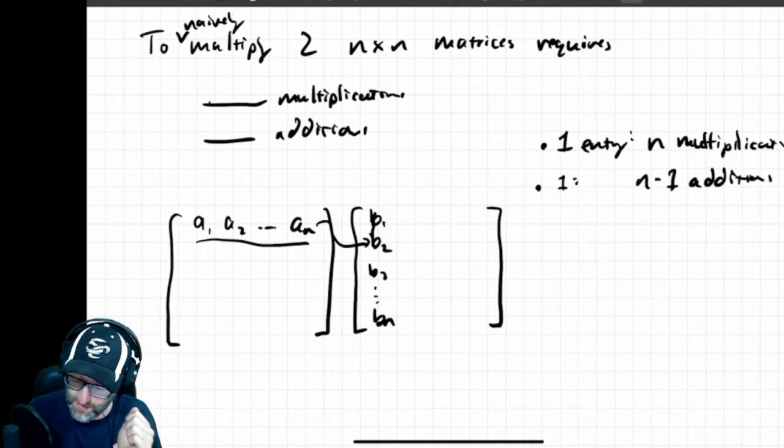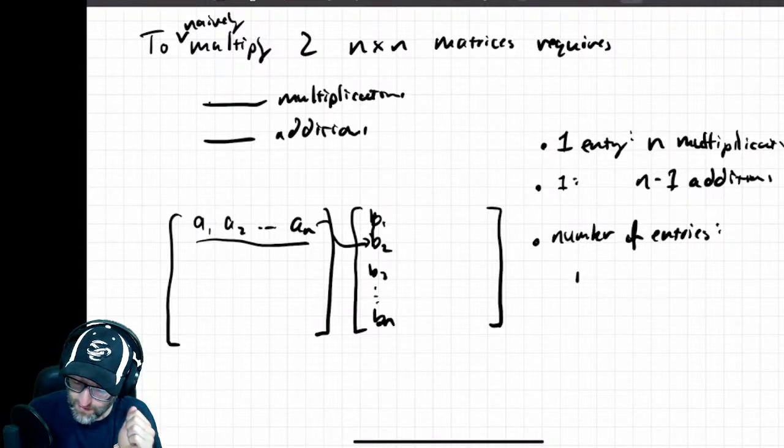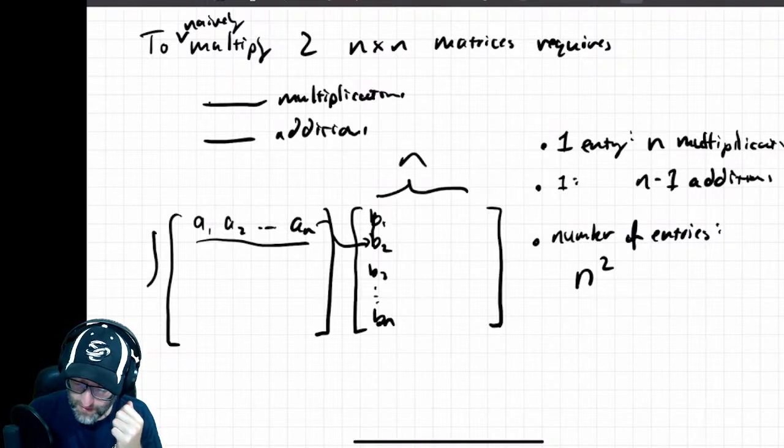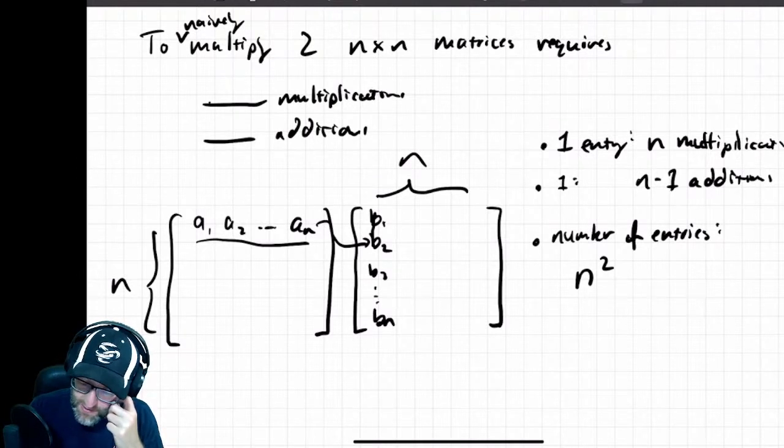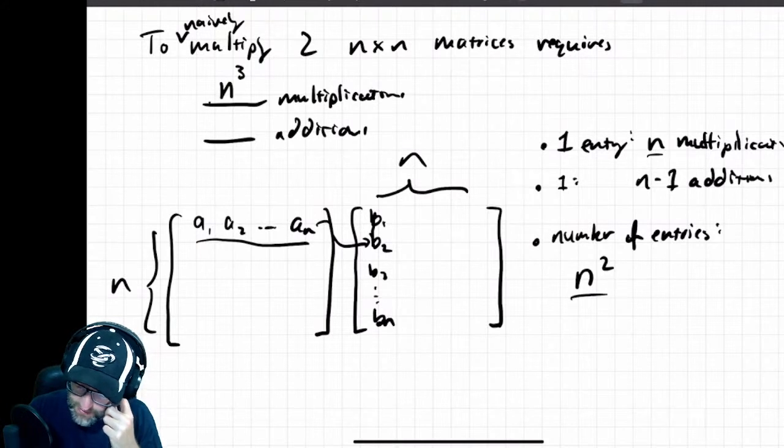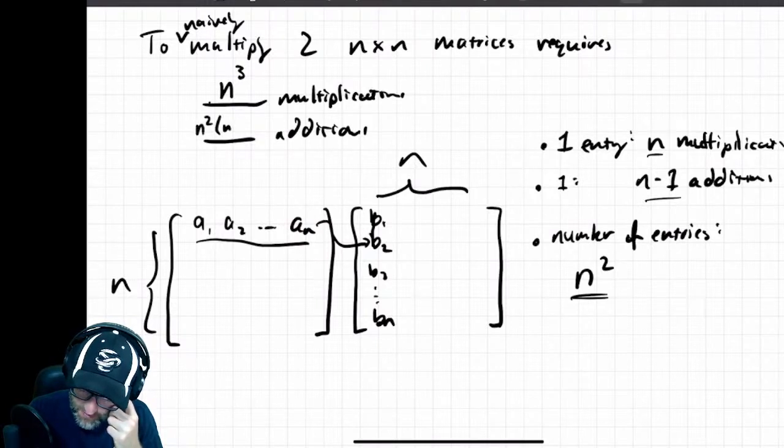So the final observation here is the number of entries is going to be n squared, right? Because this is an n by n matrix situation. So multiplications, if each one requires n multiplications and there are n squared of them, that's n cubed multiplications. If there are n squared entries and each one requires n minus 1 additions, that's n squared times n minus 1. In either case, both of these are going to be order n cubed.